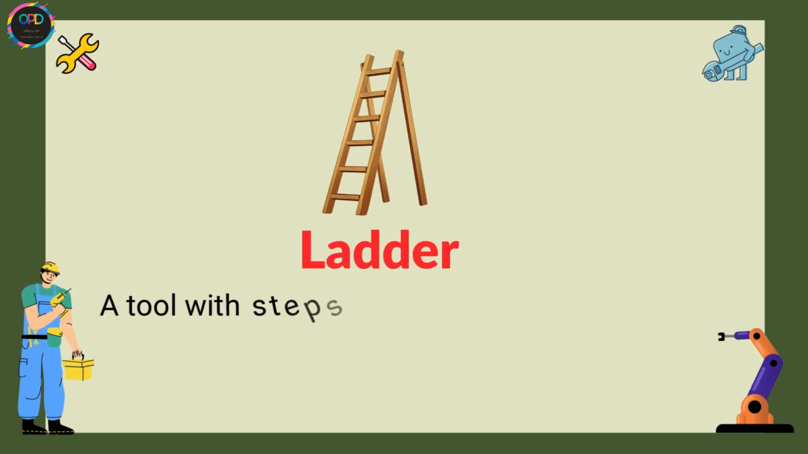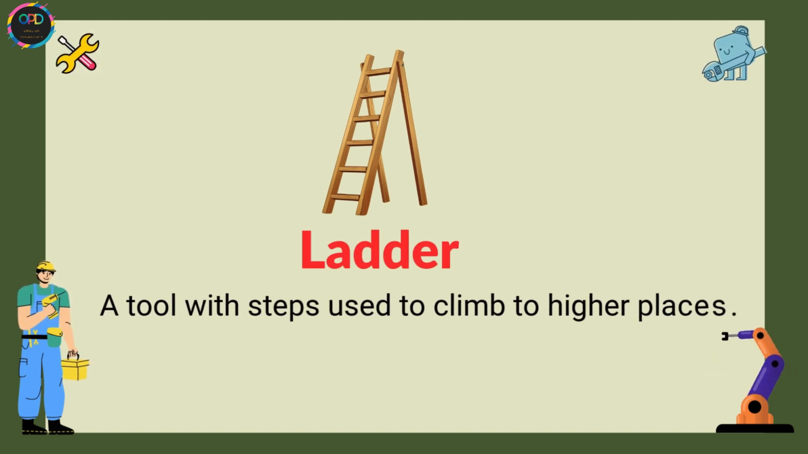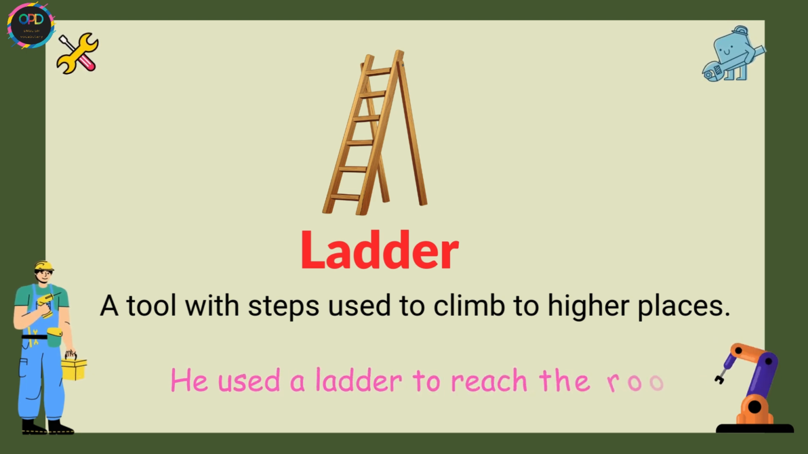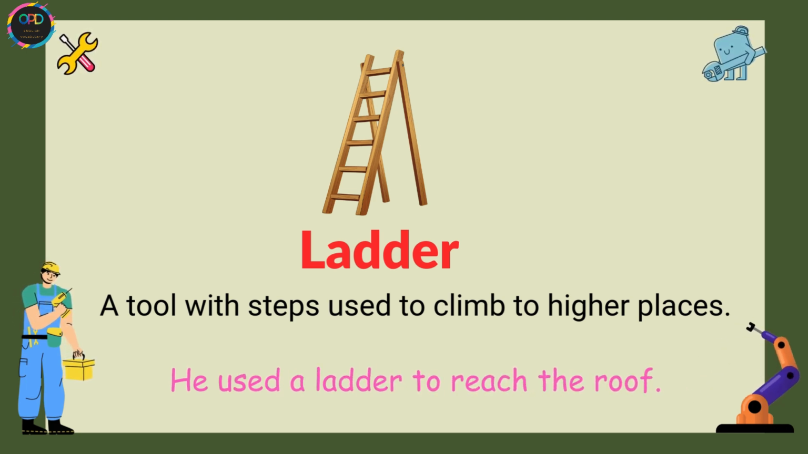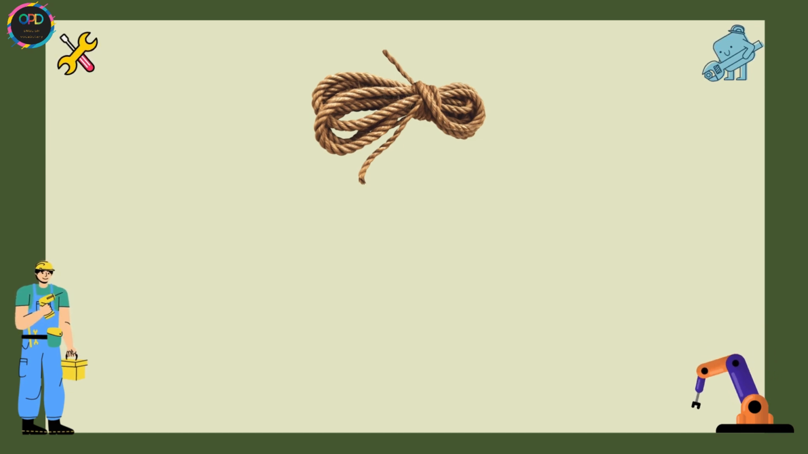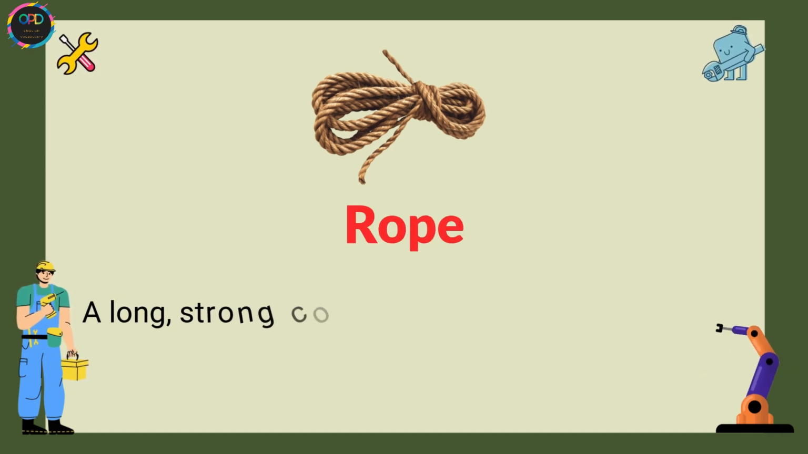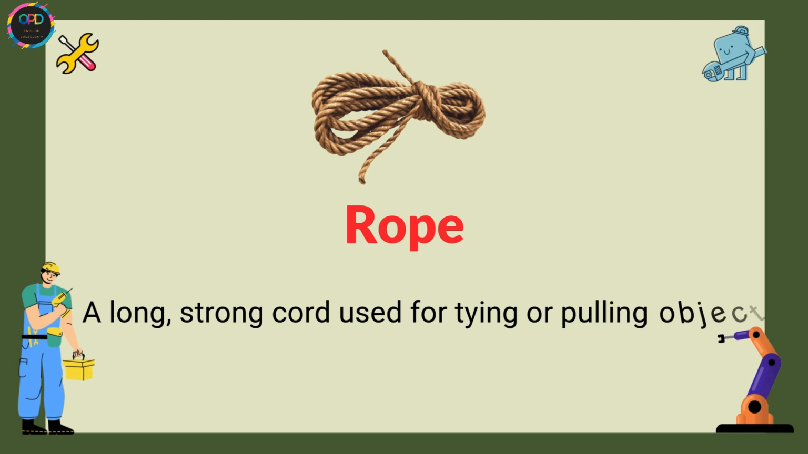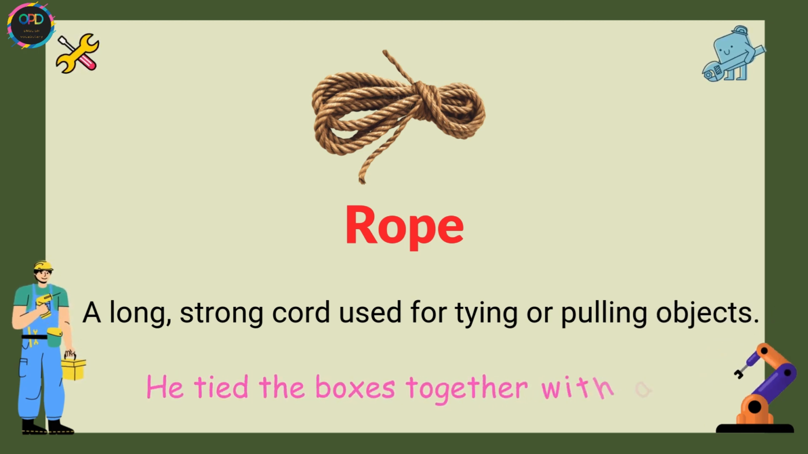Ladder, a tool with steps used to climb to higher places. He used a ladder to reach the roof. Rope, a long, strong cord used for tying or pulling objects. He tied the boxes together with a rope.